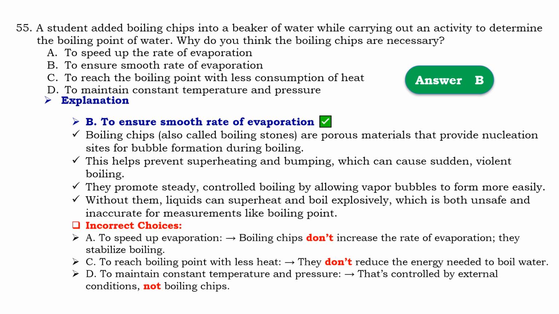When you look at options A, C, D: to speed up evaporation, boiling chips do not increase the rate of evaporation, they stabilize boiling. Also, option C, they do not reduce the energy needed to boil water. And option D is controlled by external conditions, not boiling chips. So that should perfectly be B.